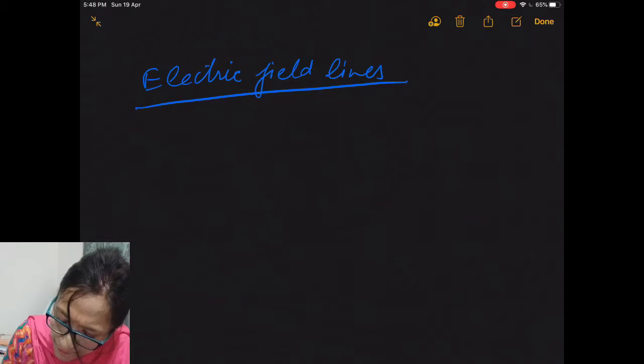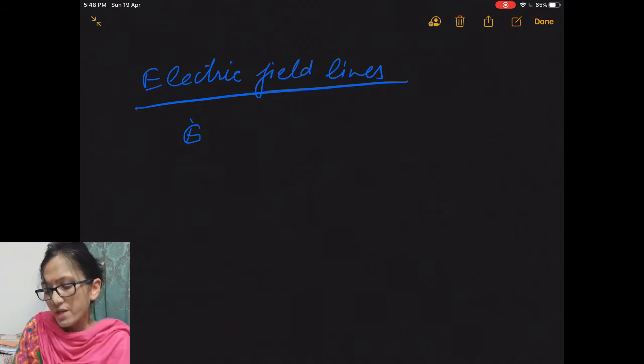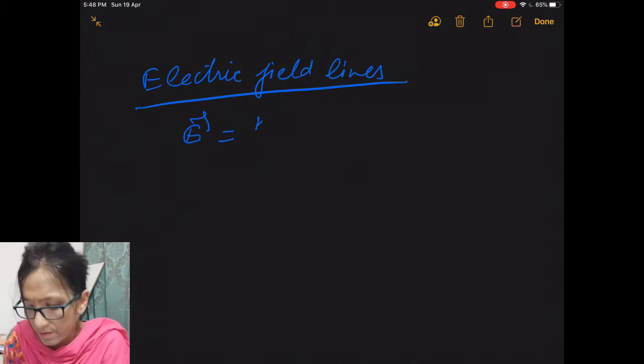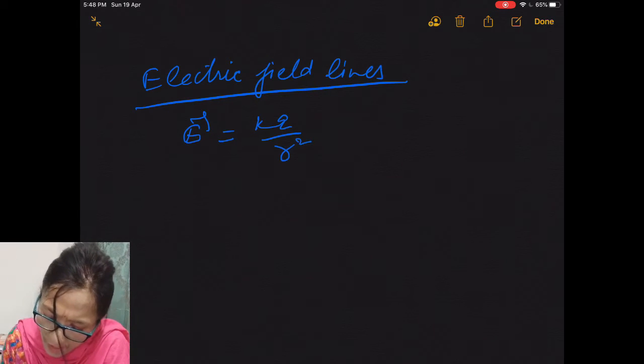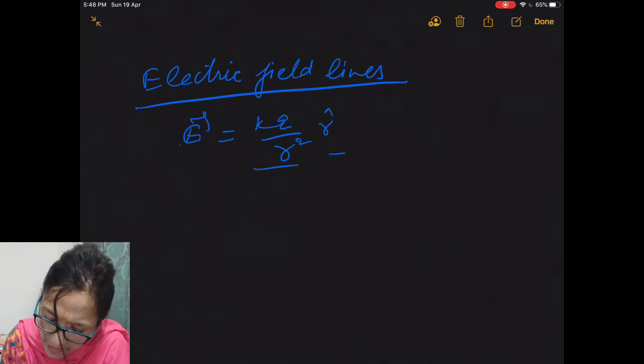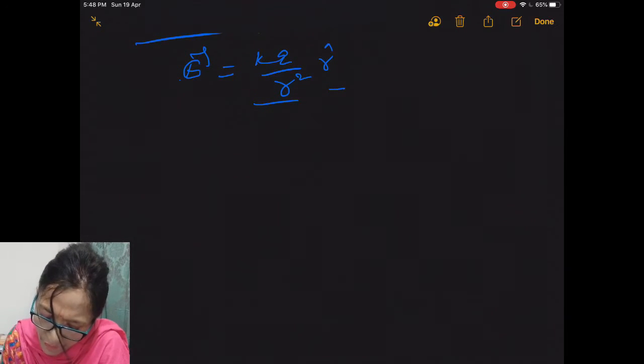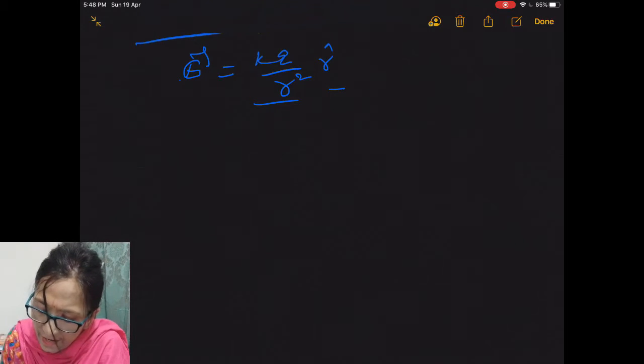Field lines. So they have to represent electric field. Let me first of all write the formula of electric field: E = kQ/r² r cap. So electric field has to represent both the magnitude of electric field and its direction.